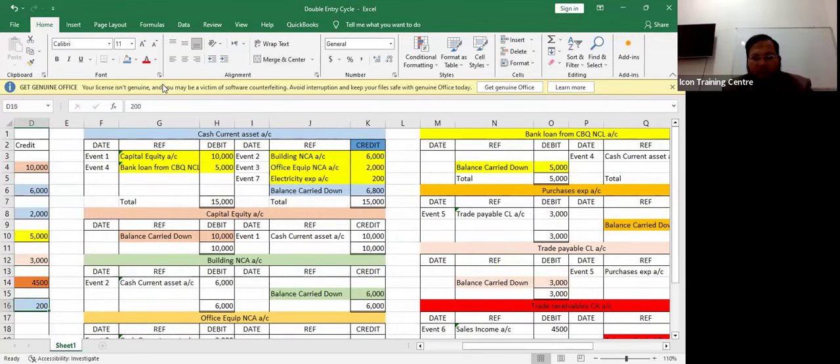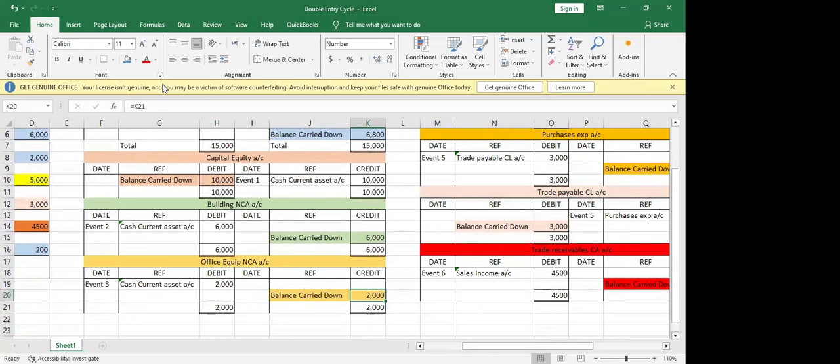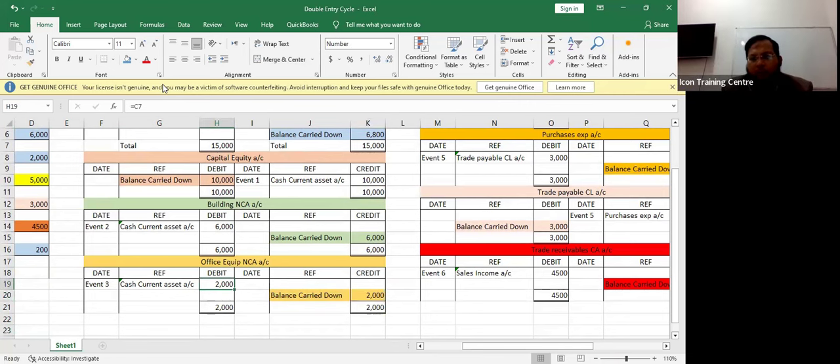After that, we have another account, which is called office equipment account. Now you need to tell me, is it a debit balance or credit balance? It's a debit. Absolutely right. Why is it a debit balance? Because there is only one entry on the debit side, on event three. In event three, we purchased this office equipment, so our office equipment increased because of cash. So this is the only debit entry. The total will be 2,000, and we need to put 2,000 on the credit side in order to balance the ledger account. Why? Because we need to balance it, and it has the debit nature.